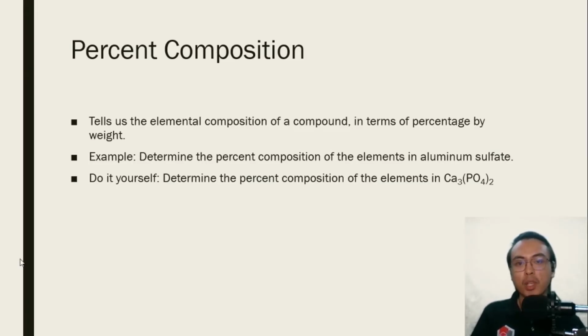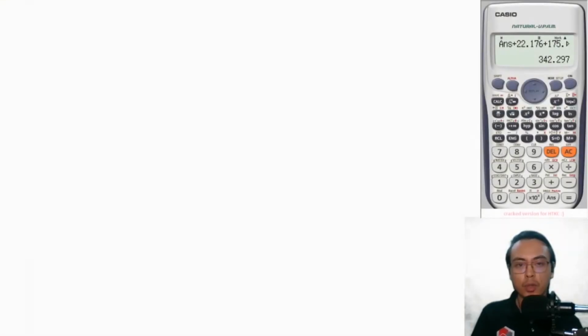Let's try this example. Determine the percent composition of the elements in aluminum sulfate. Okay, the first question is, what is the chemical formula of aluminum sulfate? You noticed that aluminum sulfate was given as a proper name and it was not given as a formula. So it's up to us to determine the molecular formula of aluminum sulfate. Based from your previous learnings, aluminum as a cation has a charge of +3, and sulfate is an anion with the formula of SO4 with a charge of 2-.